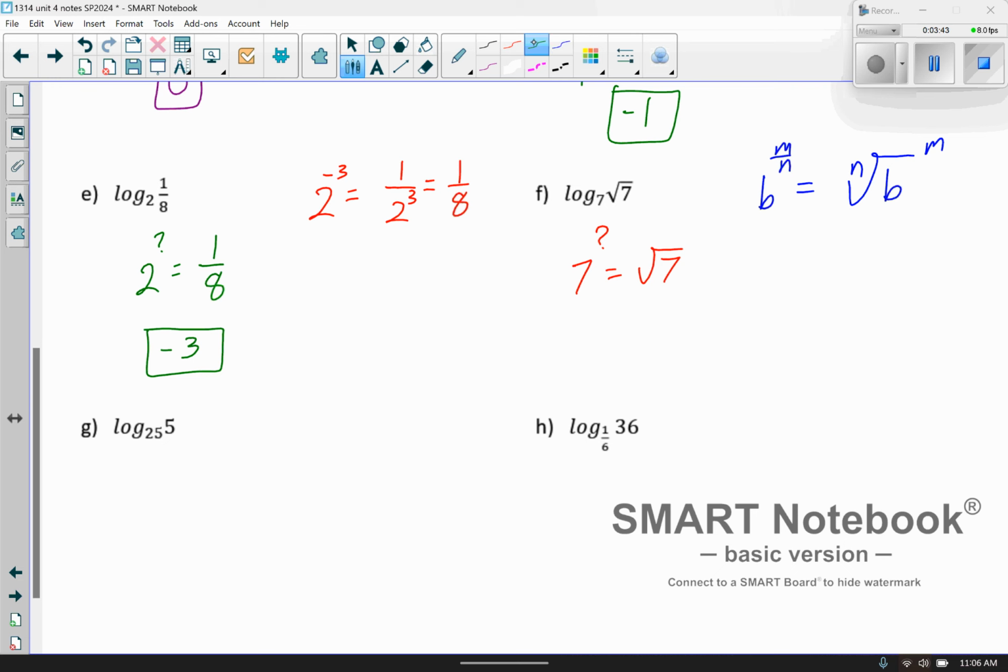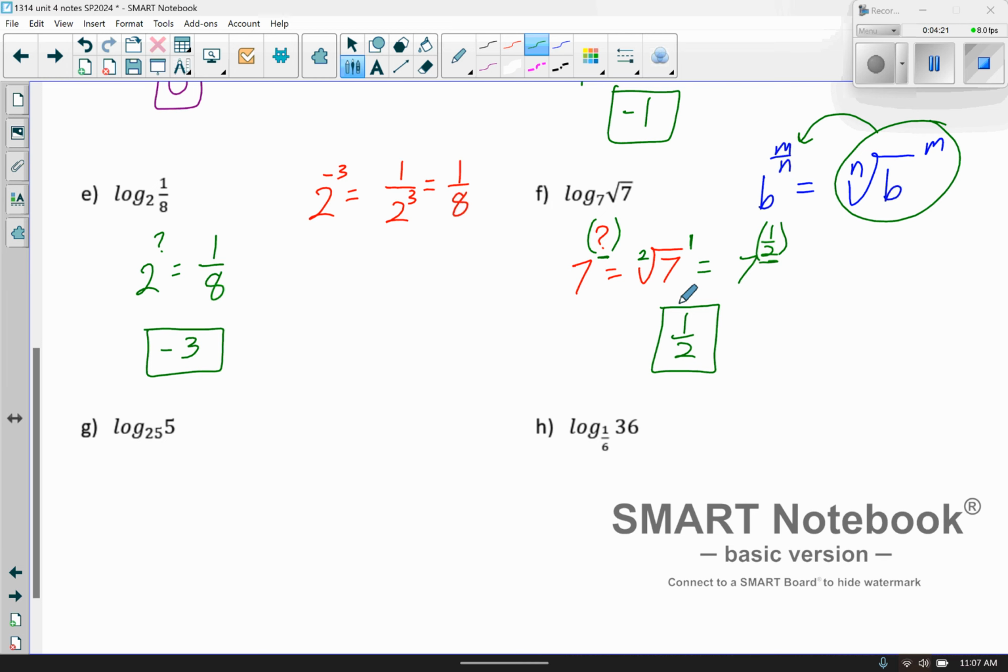If you look at this example, it's the square root, so it has an understood index of 2, and then an understood power of 1. This would be equivalent to 7 to the power of 1/2 if I convert it from radical form into exponential form where my exponent is a fraction. And so 7 to what power would give me 7 to the power of 1/2? Well, that unknown power has to match right there. So my answer is 1/2.